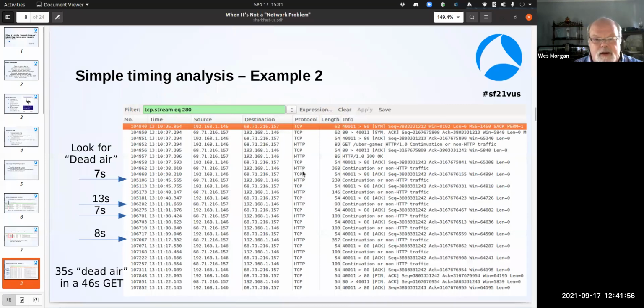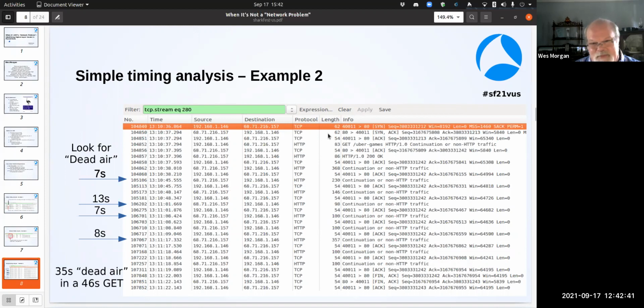Another example, and this one again, we're looking at what appears to be a fairly short-lived conversation. But look at the dead air. We have 7 seconds where we're waiting on the server to give us the next chunk of data. Here's a 13-second gap, a 7-second gap, an 8-second gap. Okay, so we're looking at a conversation that took 46 seconds total. 35 seconds of that was dead air.